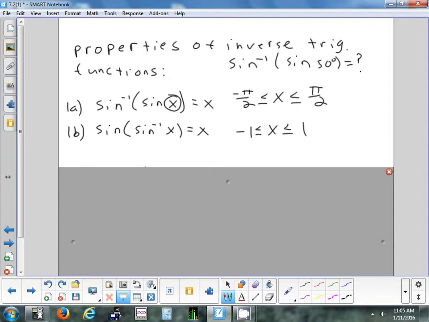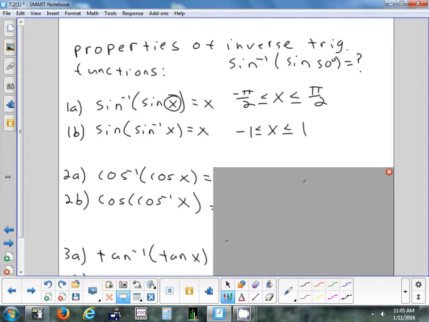So any questions on 1a or 1b? All right, let's look at 2a.